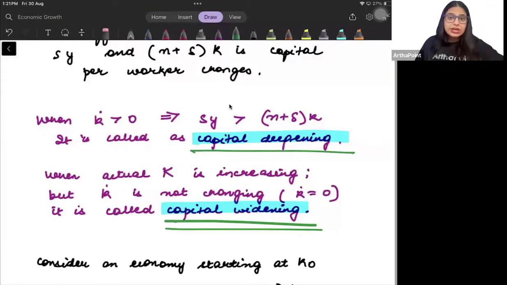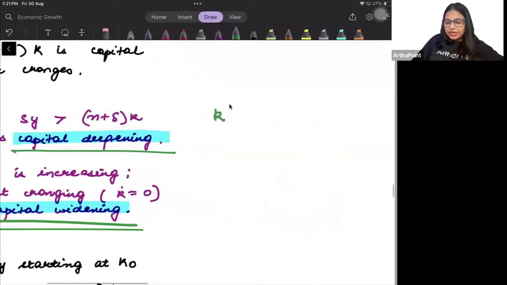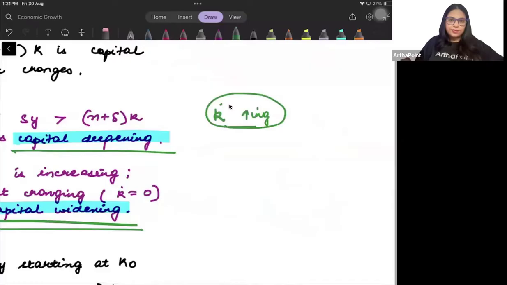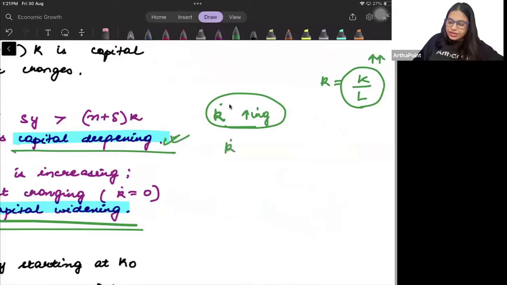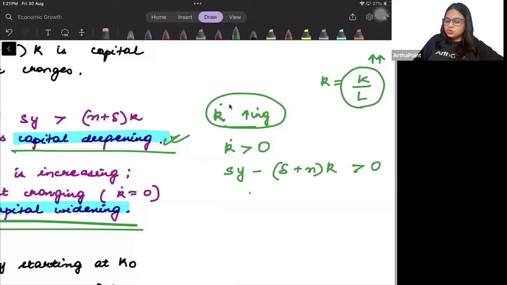कैपिटल डीपनिंग का मतलब होता है जब k dot बढ़ता है, जब k dot इंक्रीज होता है. मतलब कैपिटल पर यूनिट वर्कर जब ये बढ़ रहा है, then that is called as capital deepening. So when will k dot increase over time? When will it be positive? When sy minus delta plus nk will be greater than 0. sy will be greater than n plus delta k.